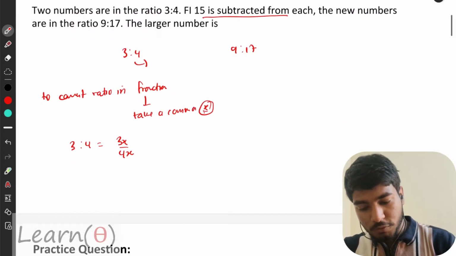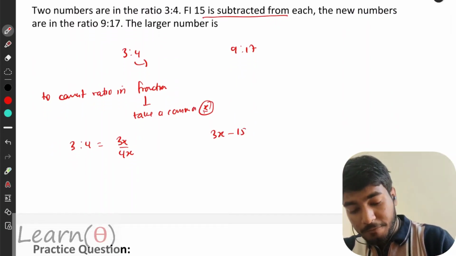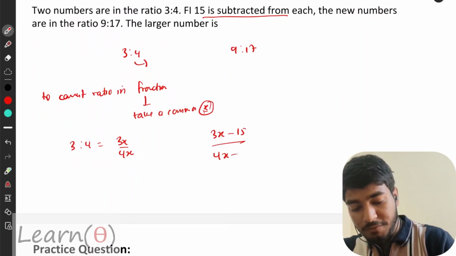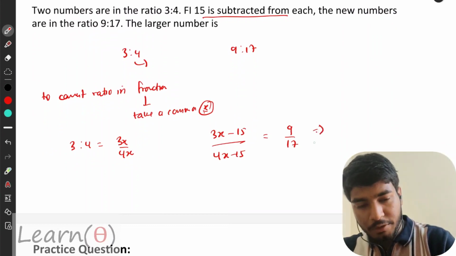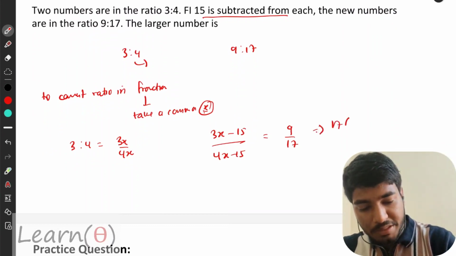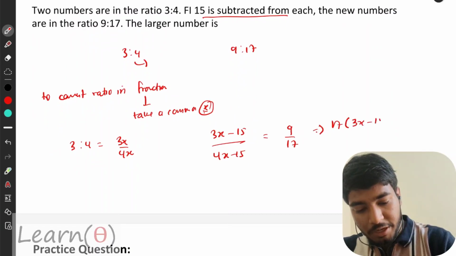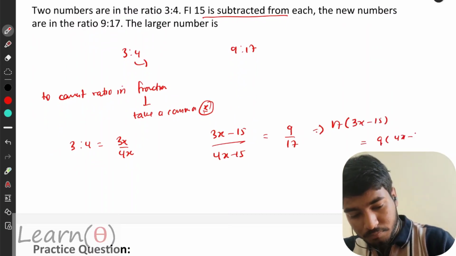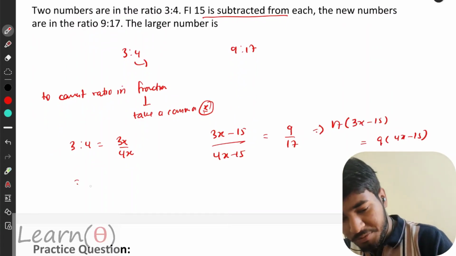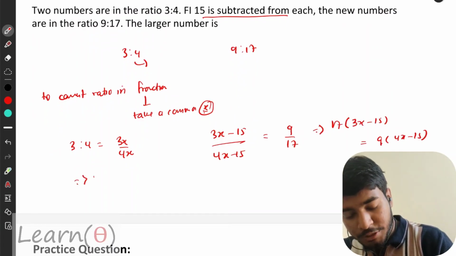So what I have done is subtract 15 from each, that is 3x minus 15 and 4x minus 15. I am getting the new ratio, that is 9 by 17. How to solve it further? Just cross multiply, the basic mathematics. So 17 into (3x minus 15) is equal to 9 into (4x minus 15). Let me solve this.